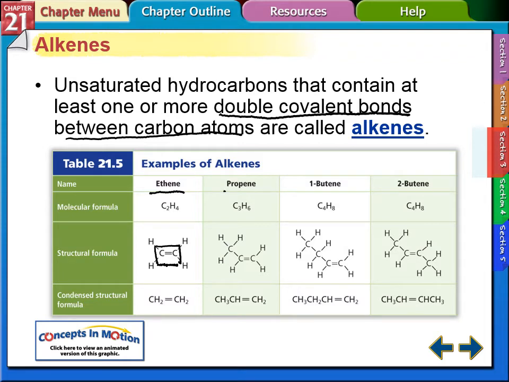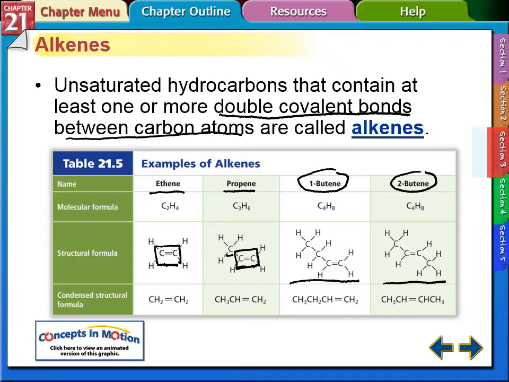We also have propene, and propene simply means that it is an alkene that contains three carbons, and in two of those carbons we could find a double bond. We also have here 1-butene and 2-butene. Now look closely at the difference between those two alkenes, and we will be discussing that as we move on with the next few slides.